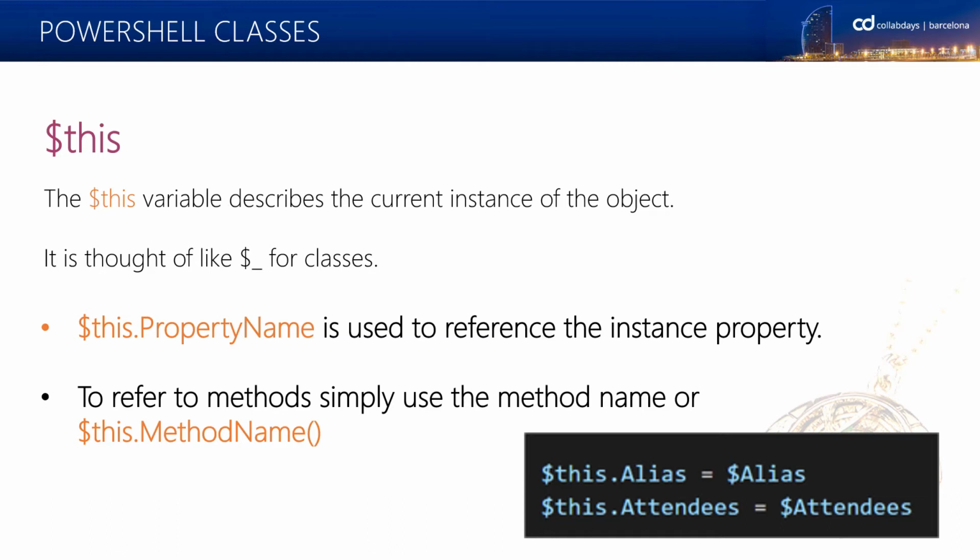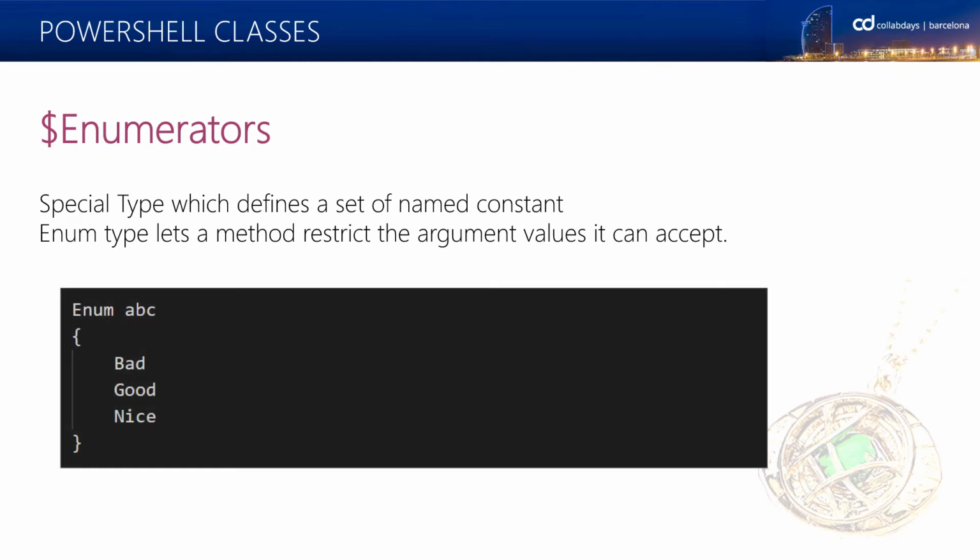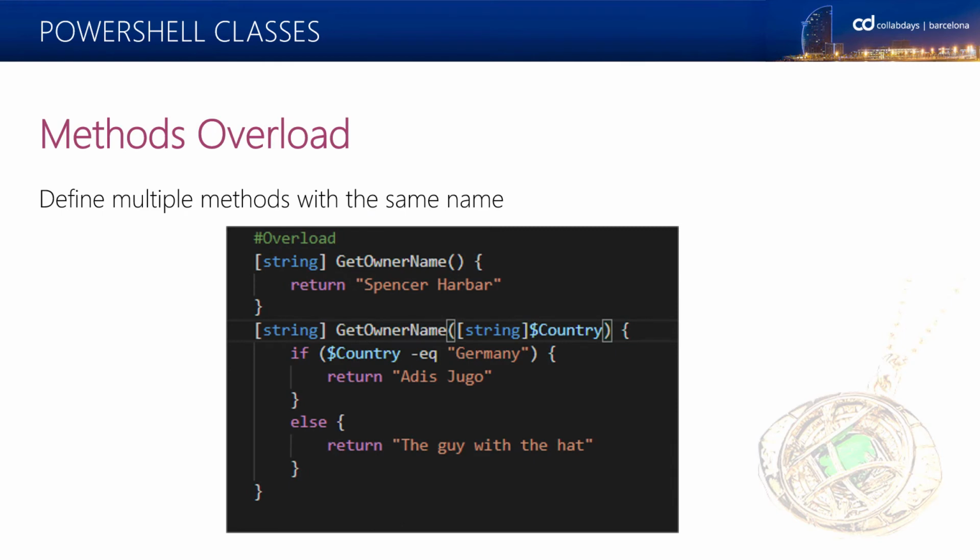Okay. We also have another special type that's the enumerator, and that's the way you do the enumerator in PowerShell. It lets a method restrict the argument values that it can accept. And also another thing very interesting, we can have overload methods where you define multiple methods with the same name. So if you look, you can see get owner name with no parameters, and you can have another method called get owner name with a string.